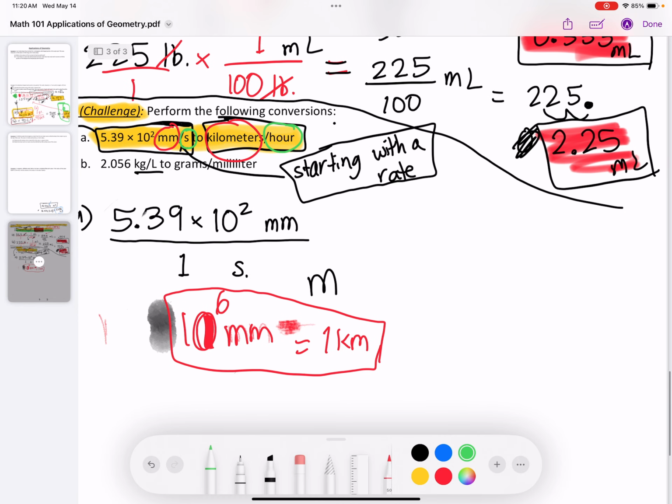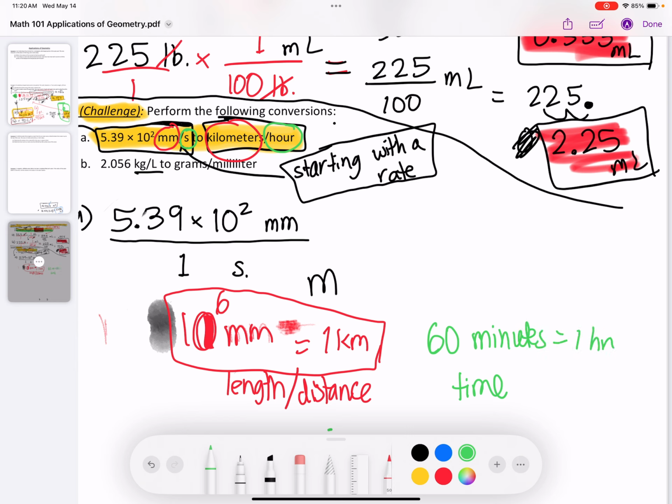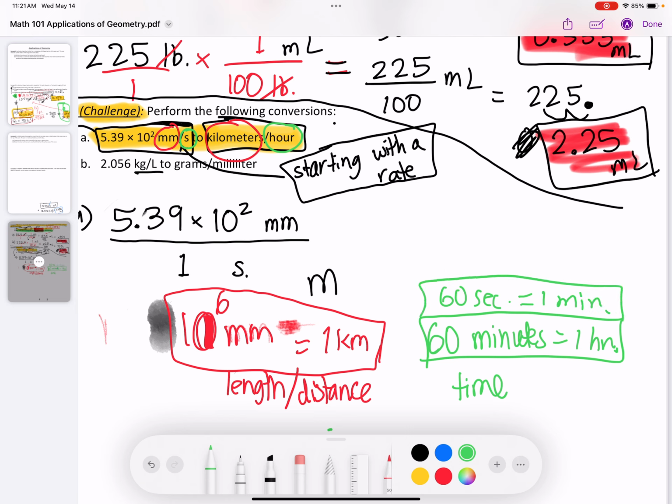So I definitely need to use that length conversion. But to convert the time, I need to use 60 minutes in 1 hour. Not only that, I'm not starting with minutes, I'm starting with seconds, so I also need 60 seconds in 1 minute. Whew. So I think these 3 stepping stones will get us to where we want to go.